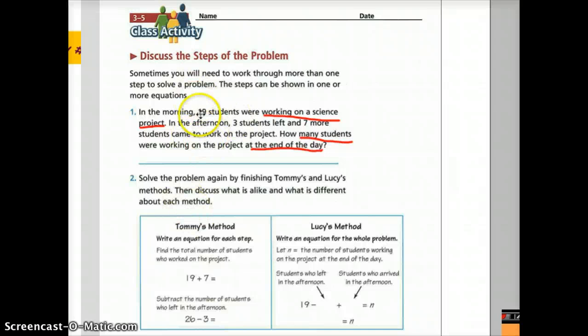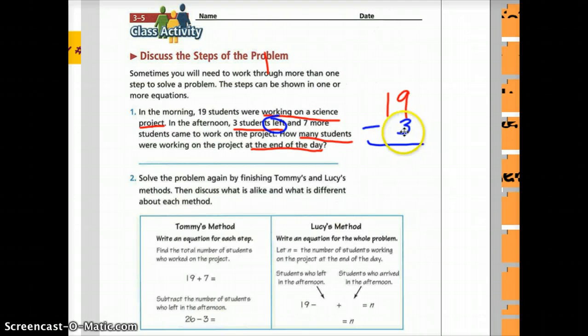All right, so to solve this, students, I'm going to have 19 students. And I know that 3 students left. Key word here is that they left. Okay, that means subtract. So 3 students left. 19 minus 3 is 16. So now there are 16.